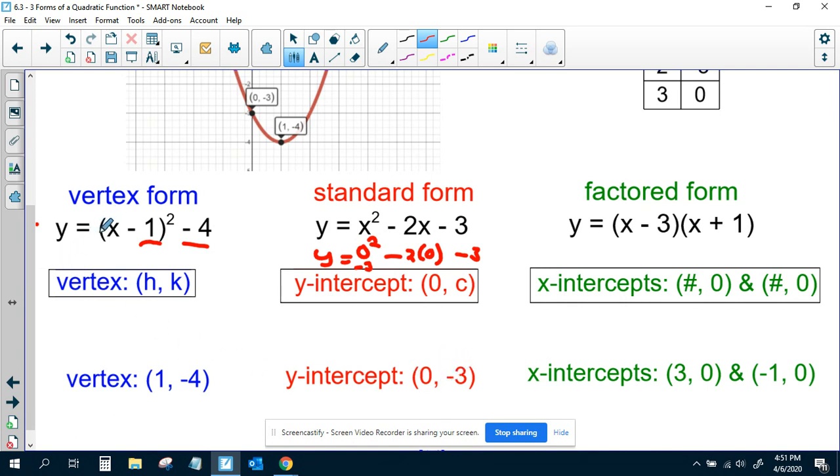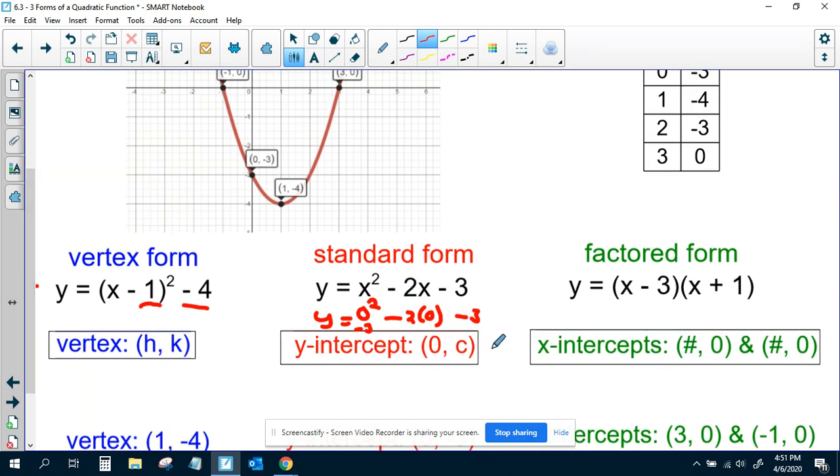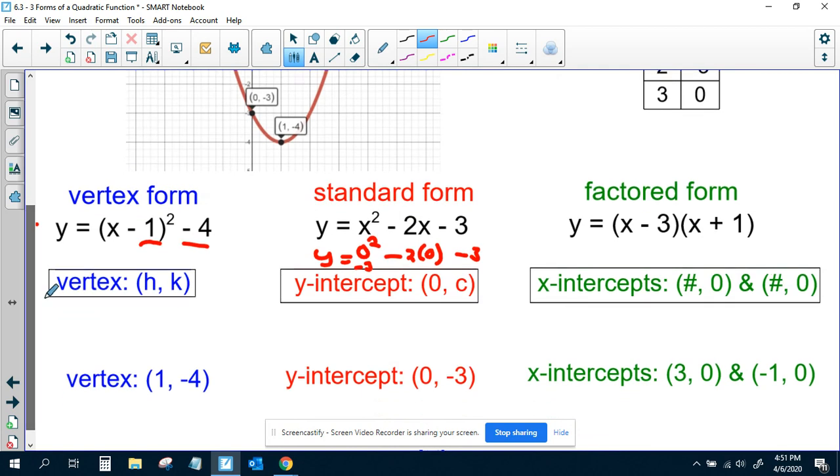Our factored form, on the other hand, gives us the x-intercepts. We can get the x-intercepts by plugging in a 0 for the y. So if you look down here, we have a 0 for the y value, and in this instance, we will have 2 x-intercepts. We have 3, and we're going to have a -1. So the x-intercepts in this instance are (3, 0) and (-1, 0).